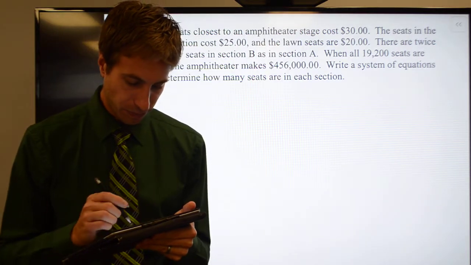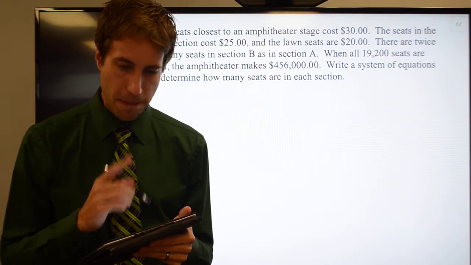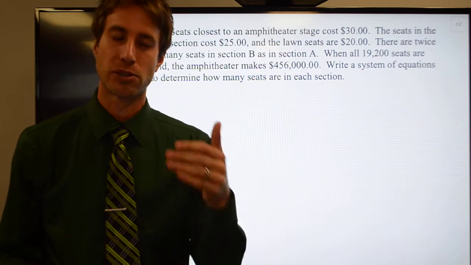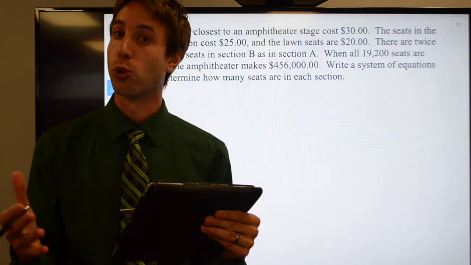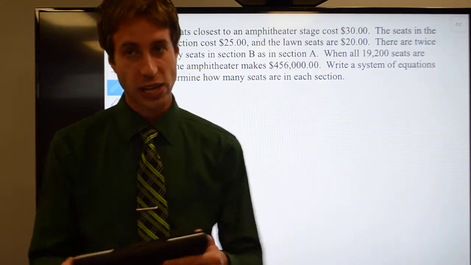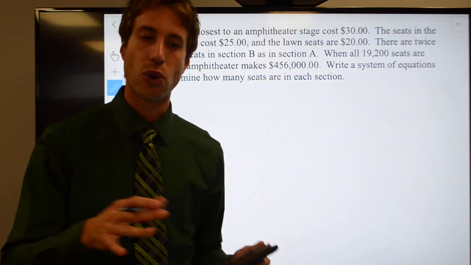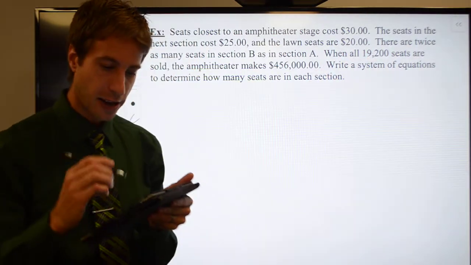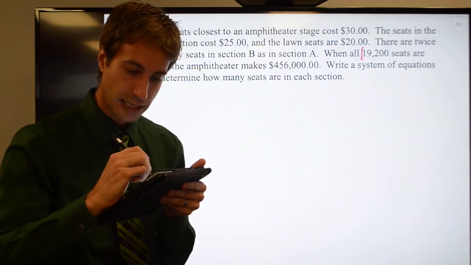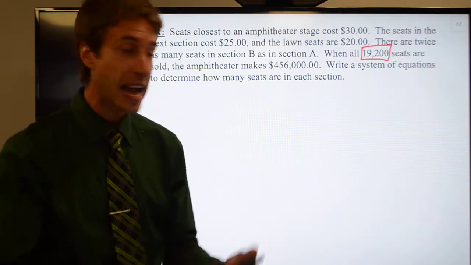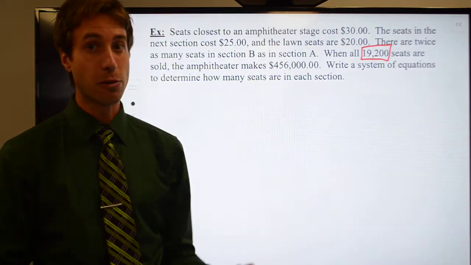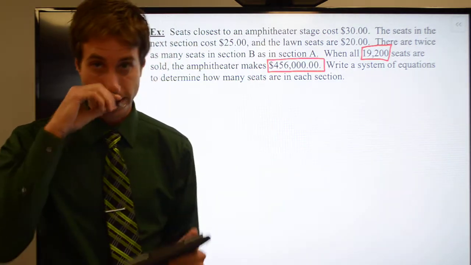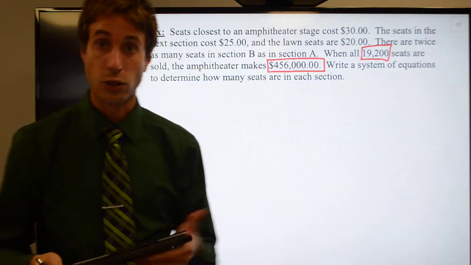All right, here we go. Just like we did when solving systems of two equations, when you're given a word problem, you need to find the numbers in the word problem that represent a total amount. Once you've found the totals, it should be a little easier to write an equation that represents those totals. They're not that hard. They should jump out at you. There are a total of 19,200 seats in the amphitheater. And when all the seats are sold, the amphitheater makes a total of $456,000. Well, there are my two totals. So here we go.